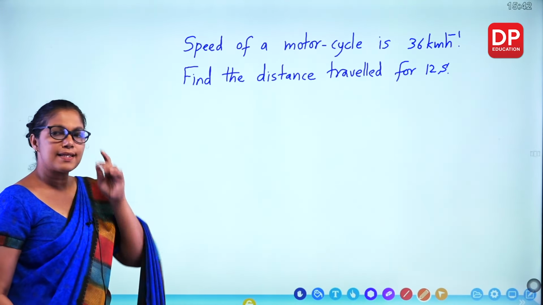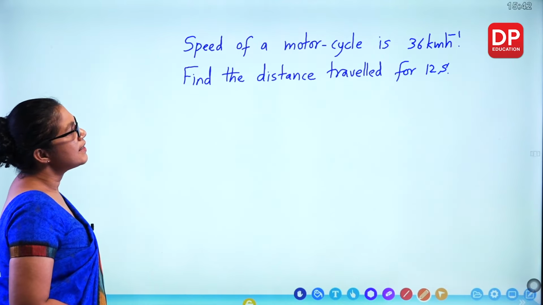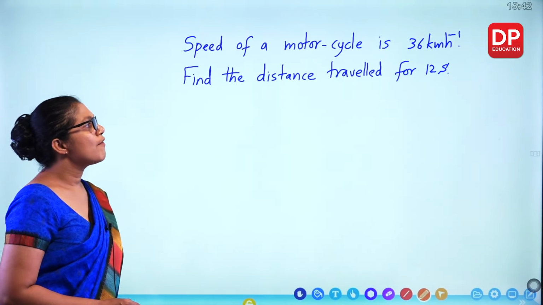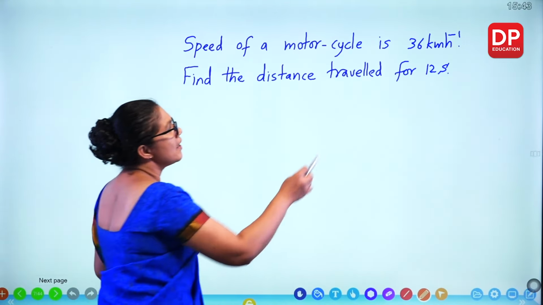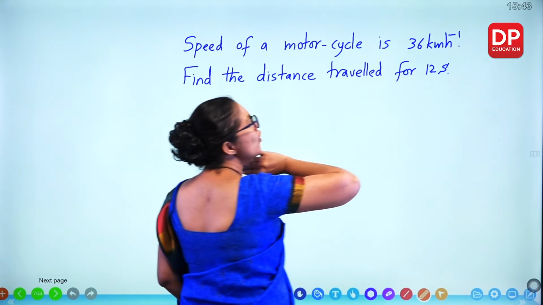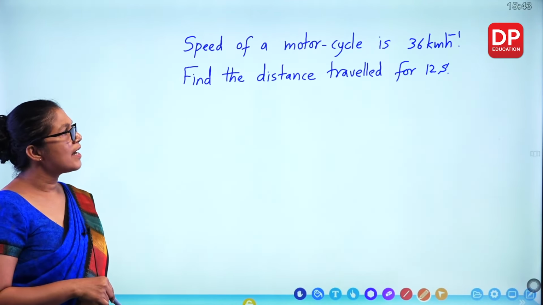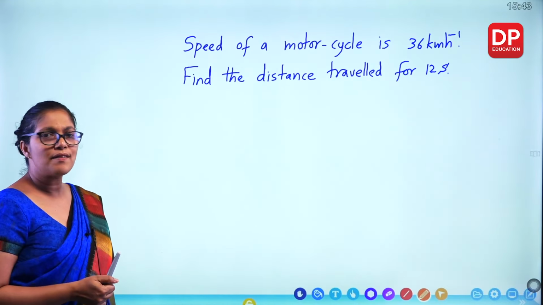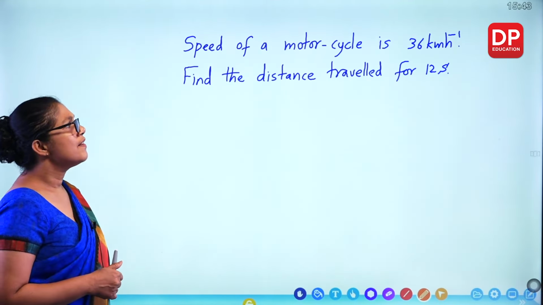Now we'll take this example. Speed of a motorcycle is 36 kilometers per hour. Find the distance traveled for 12 seconds. Now what's the problem? This is given in kilometers and hours, but you are asked to find out with seconds. So you can't just plug the values into the formula and get the answers. You have to convert the values.